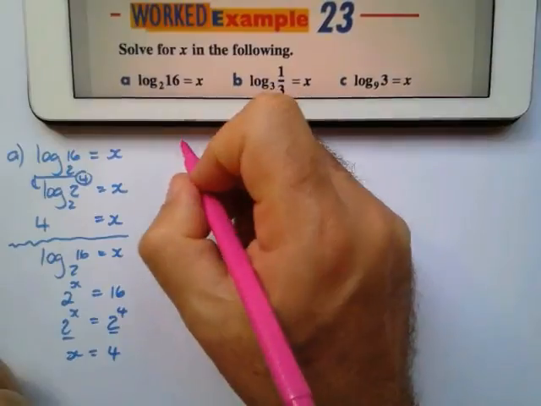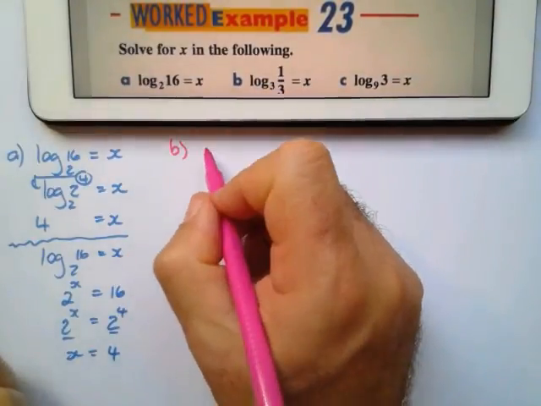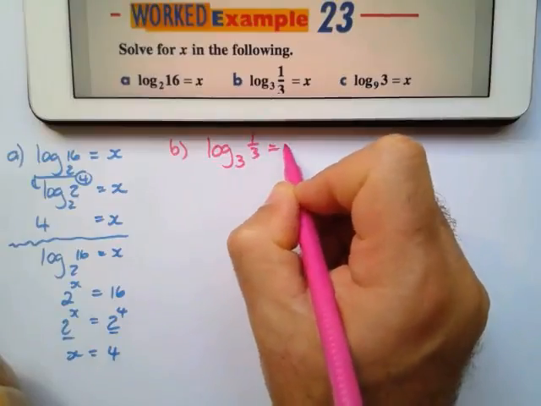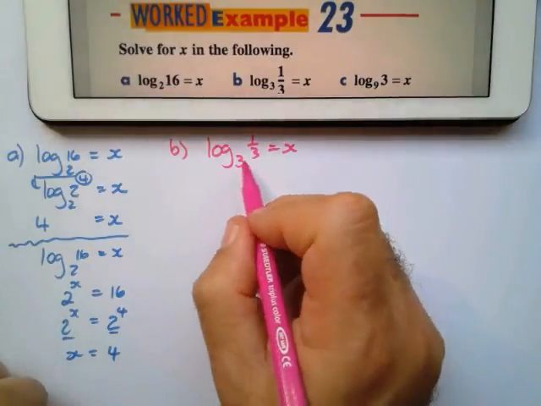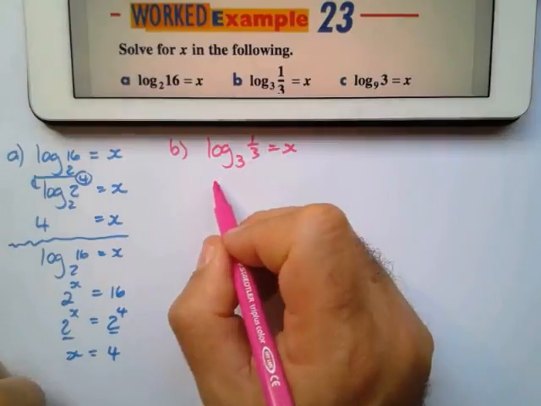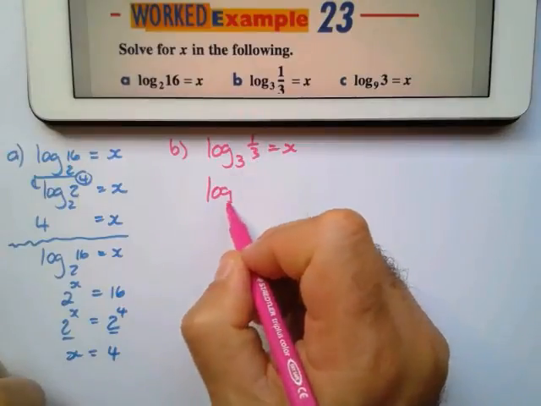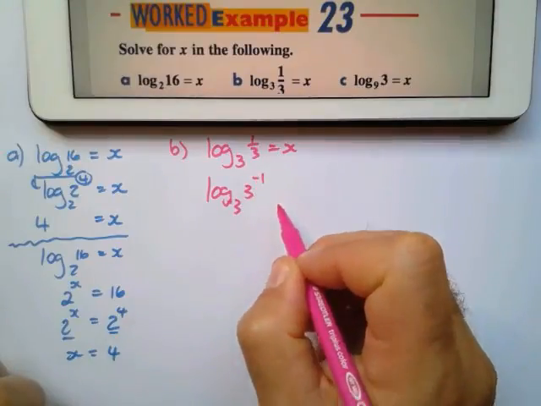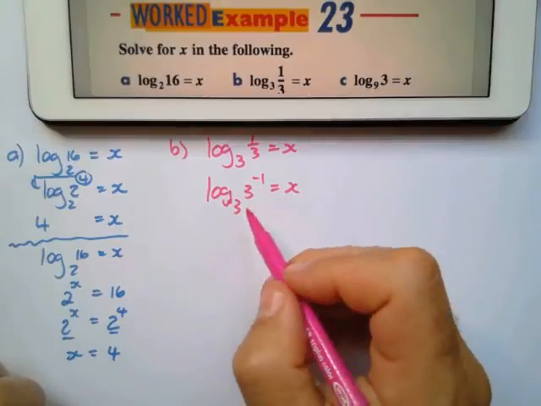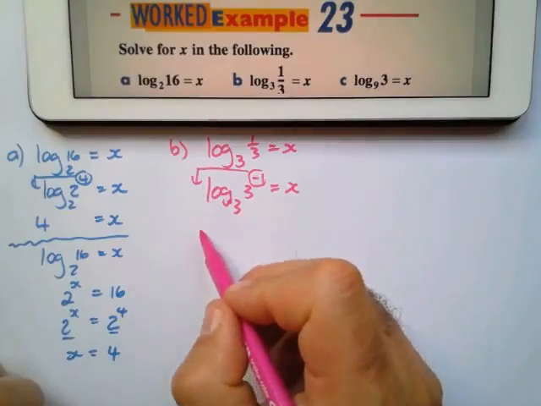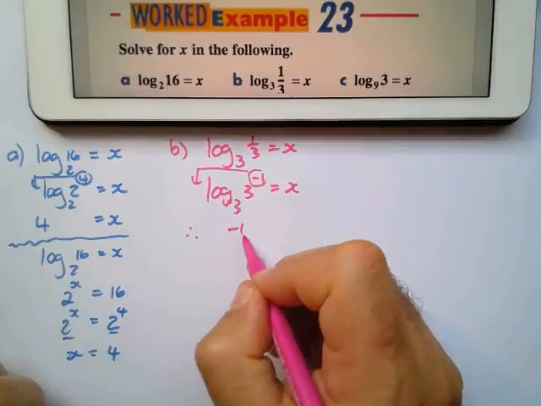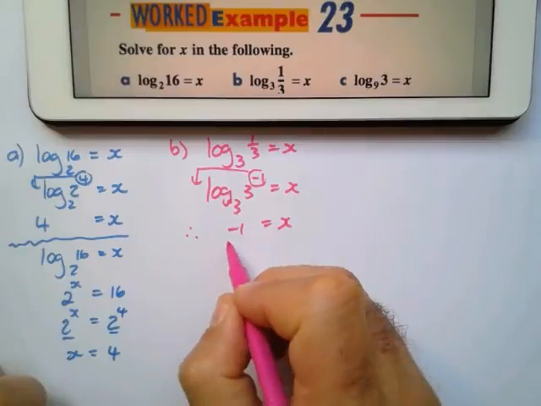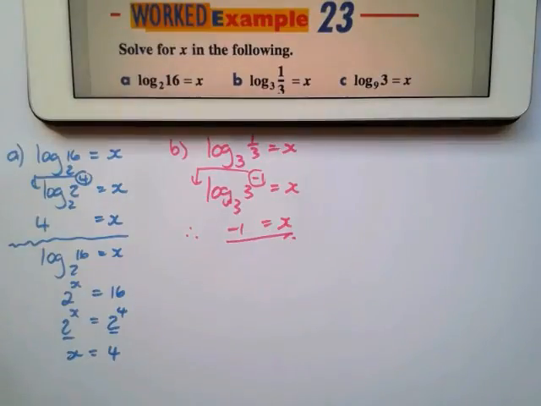Now look at B. Log 3 over a third equals x. I'm going to rewrite this so I can get 3 over here, so that the base and 3 is the same. A third is 3 to the power negative 1, which equals x. The negative 1 can go to the front, therefore minus 1. Log 3 base 3 is 1, and that equals x. So x equals negative 1.